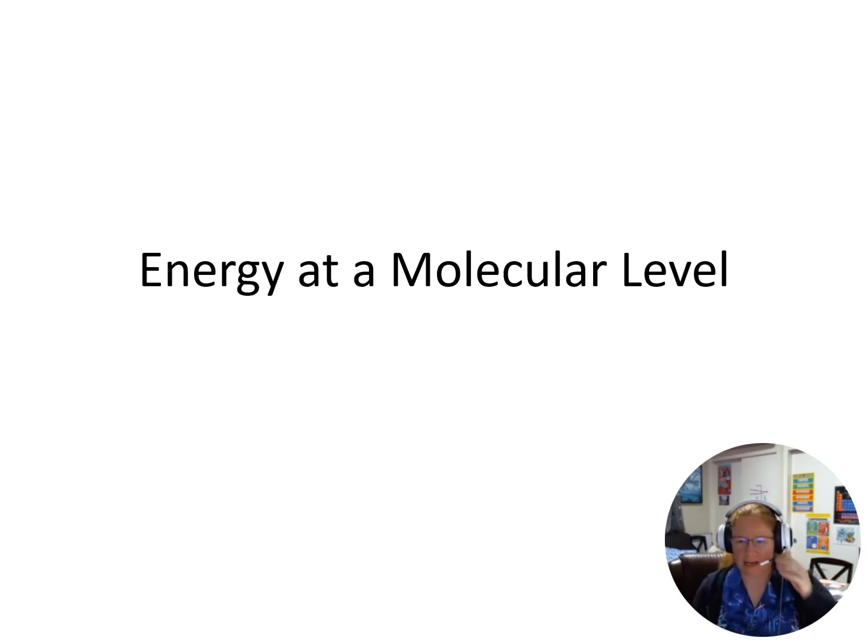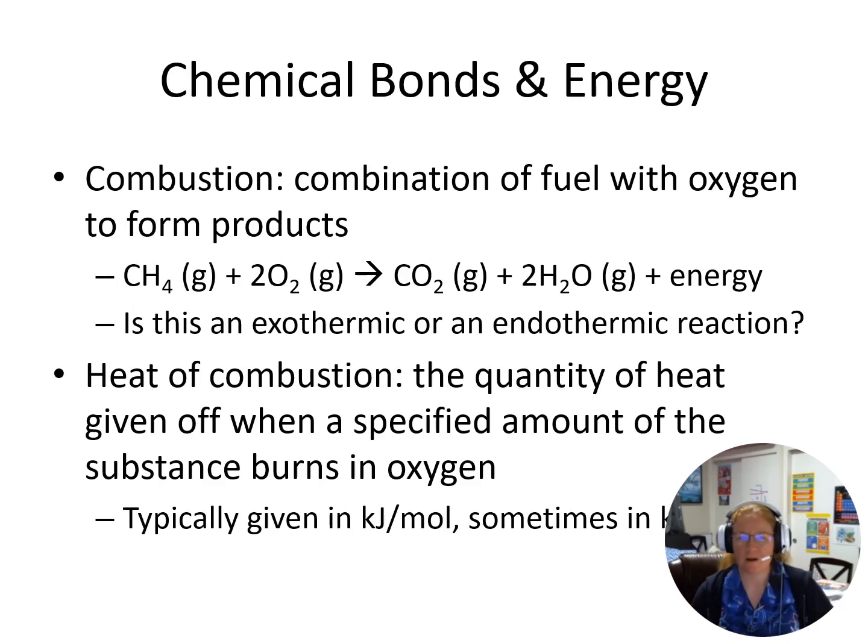So at a molecular level, what is happening with energy? Well, combustion, we have a fuel with oxygen to form products. Is it exothermic or endothermic? Well, we've learned that this is exothermic. It gives off heat. So we have what's called the heat of combustion. This is the heat that's given off when a specified amount of the substance burns in oxygen.